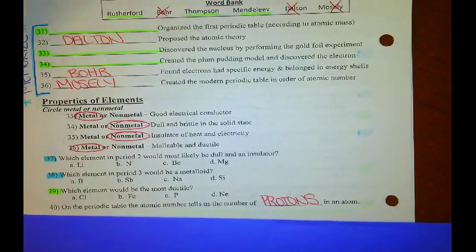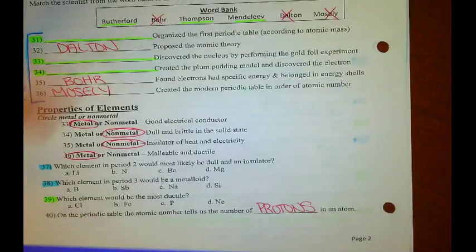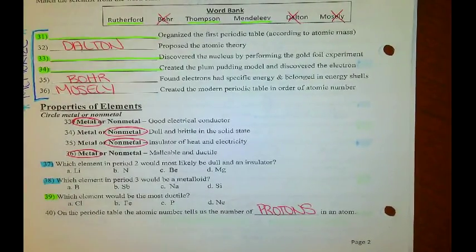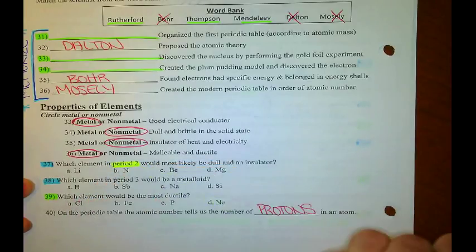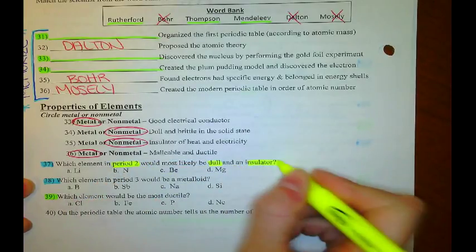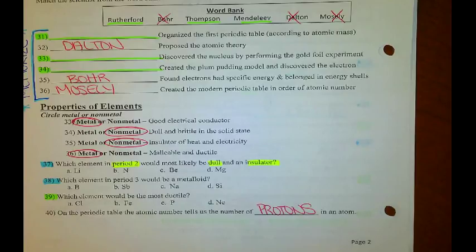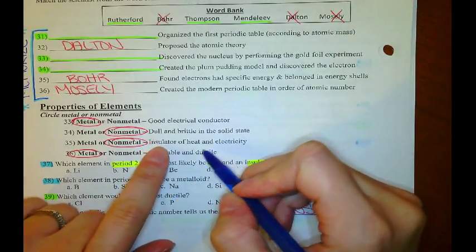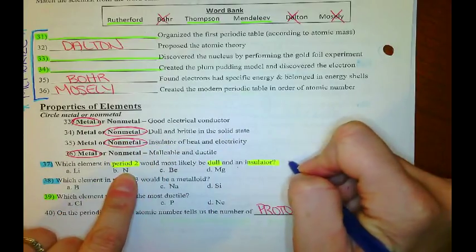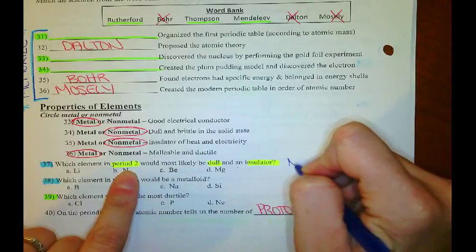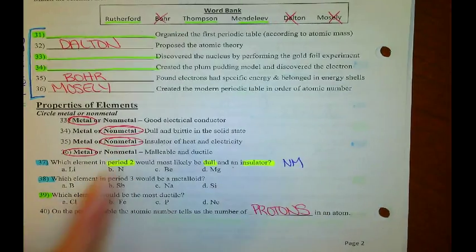Okay, you can check your answers for metal and nonmetals properties. Let's look at number 37. So, for number 37, be really careful that you're answering the whole question. What they're asking you is, what element in period 2 will be dull and an insulator? So they're giving you 3 parts of this question. Dull and insulators, those are properties right here, dull and insulators of nonmetals. So they're saying what element in period 2 is a non-metal? That's what this question is asking.